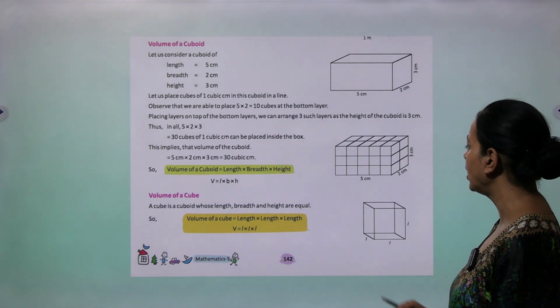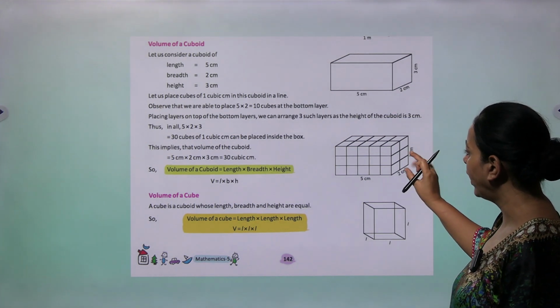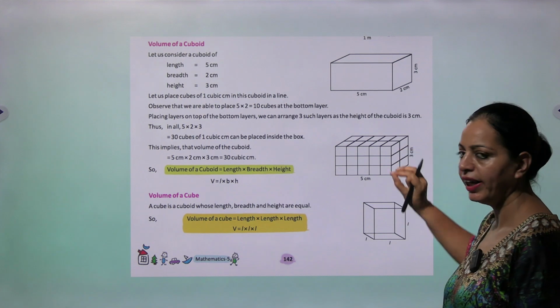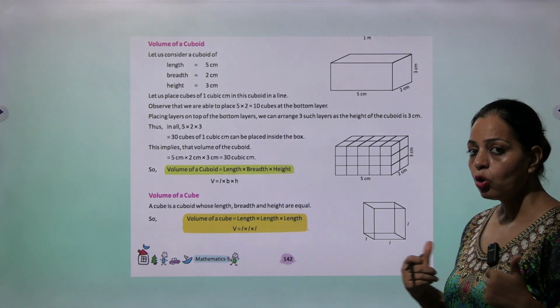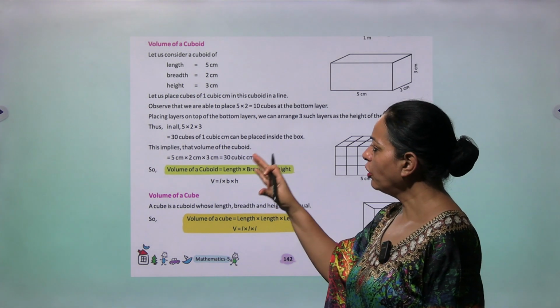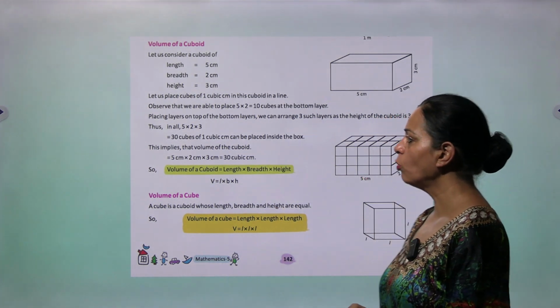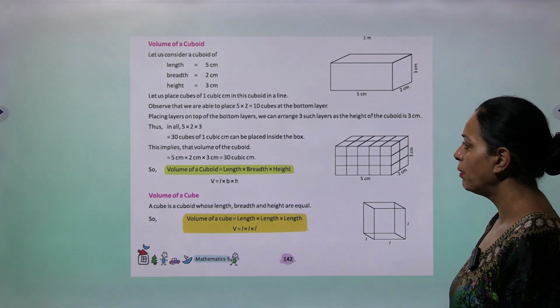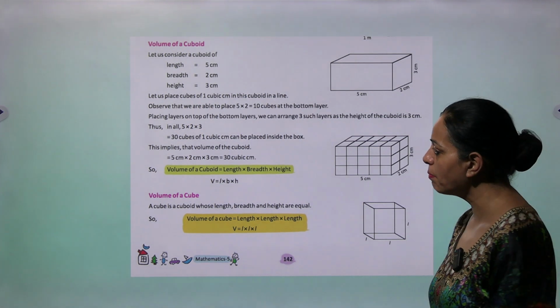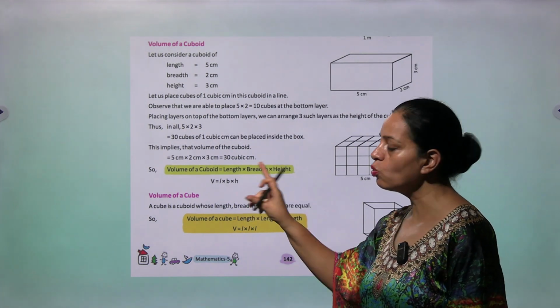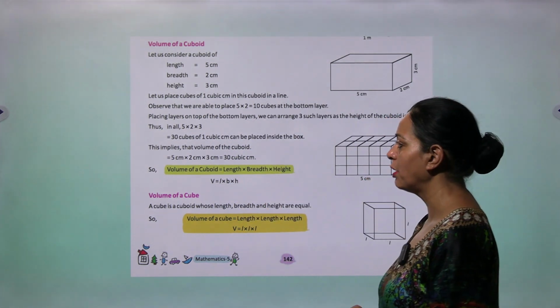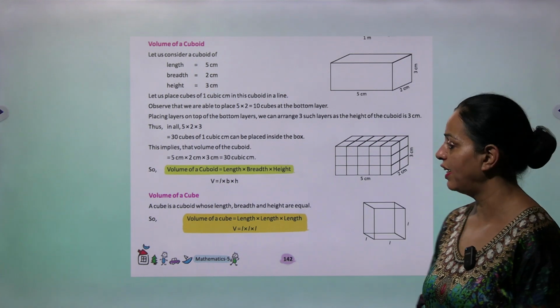Now placing layers on top of the bottom layer, we can arrange 3 such layers as the height of the cuboid is 3. Because cuboid की height 3 है तो हम एक और layer बना सकते हैं 10 की, फिर हम एक और layer बना सकते हैं 10 की. So we can see in all 5 into 2 into 3, means 30 cubes of 1 cubic centimeter can be placed inside the box. So this implies that the volume of the cuboid is 5 centimeter into 2 centimeter into 3 centimeter, means 30 cubic centimeter.